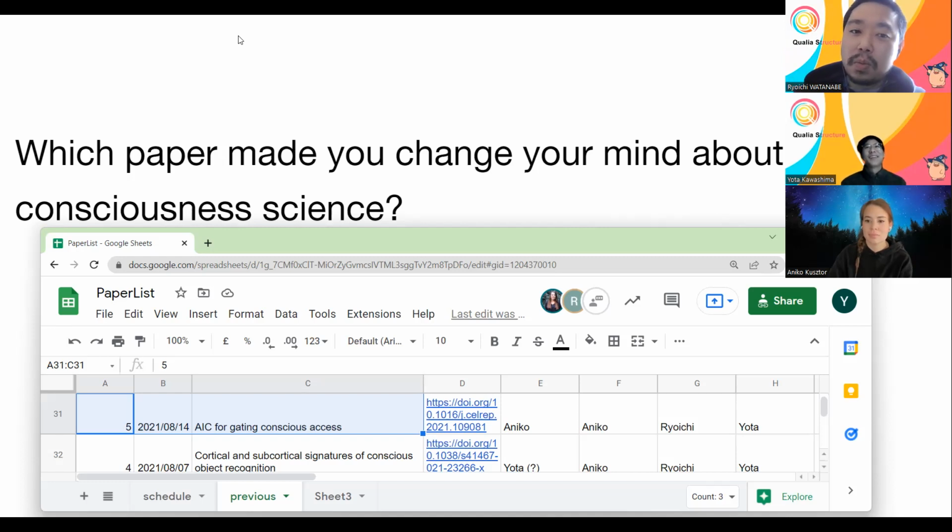It seems like you really like this paper. Yeah, I like this. That makes me feel okay, then I need to revisit this paper and check the details.